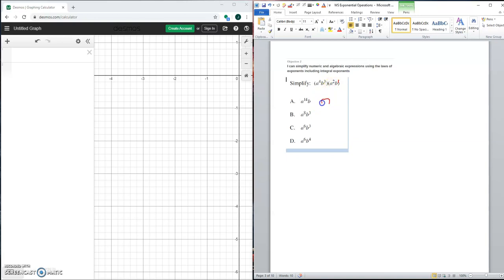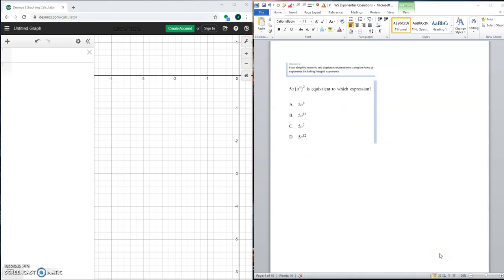So now you will have an a, and you will add their exponents, meaning 4 plus 2, that will be 6. For the b, copy the b, and 3 plus 1 will give you a 4. So that is pretty much D.